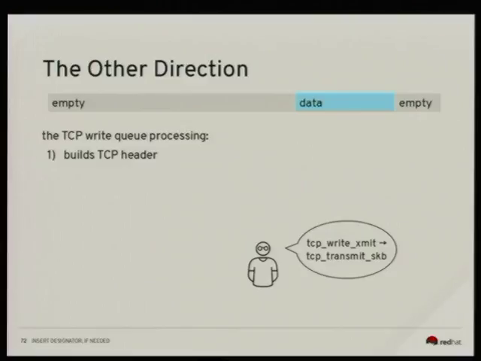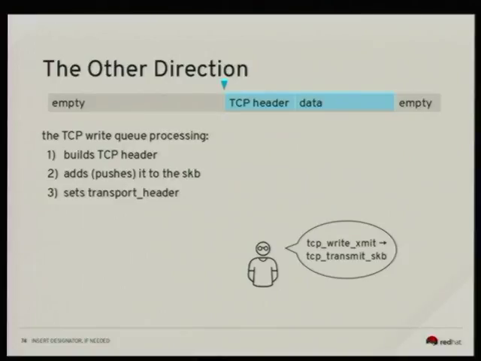Now, when the TCP write queue is processed, first thing, we need to construct TCP header. So there is source port, destination port, and some checksum, other stuff, and so on. At this point, we know all of that. We know destination and source port from the socket. So we construct a TCP header. And we add it to the SK buffer. So we do skb push to create the room, and we copy the header there. And obviously now we know where the transport header starts, so we set a pointer to the transport header.